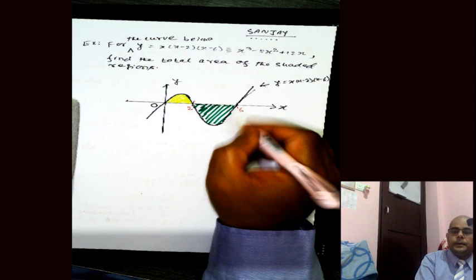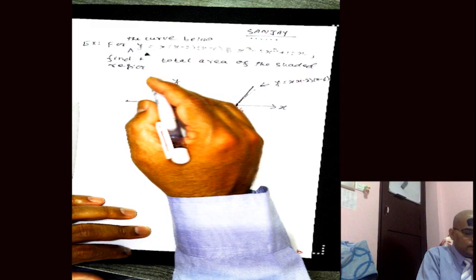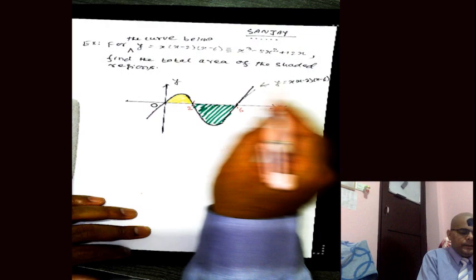So let's do this problem first of all. Here you can see that this example states: for the curve below, the equation is y equals x(x minus 2)(x minus 6), and when you expand it, it is x cube minus 8x square plus 12x. Find the total area of the shaded region. That means you have to find the area under this curve.